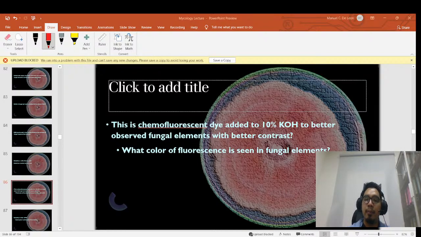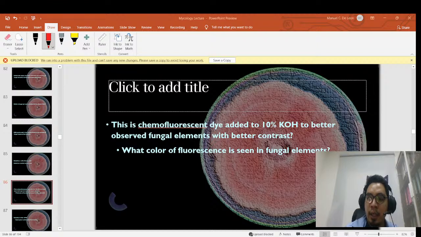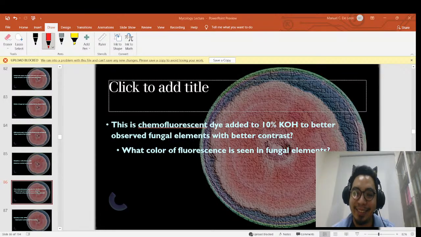You can Google. Anybody? This is the question. A chemofluorescent dye that is added to 10% KOH. Chemofluorescent muna, hindi chemofluorescence yung color. Check out the question, Francis. Advance ka masyado mag-isip. What color ka agad? Sorry po. Francis, chill ka lang. First bullet mo na ang answer natin. Chemofluorescent dye.